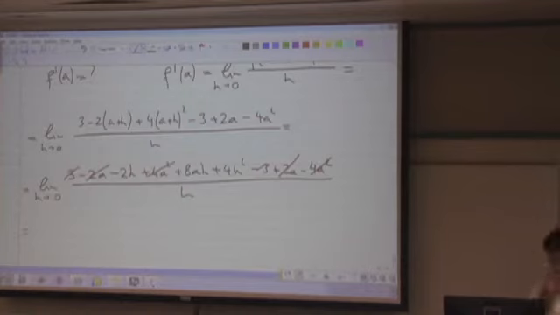And notice that what we're left with has an h in every single one of them, so I can actually factor it out. So I'll have h times minus 2 plus 8a plus 4h, divided by h. Whoa, wait. I'm looking at 4a plus h squared, and you got 4a squared plus 8ah. What happened?